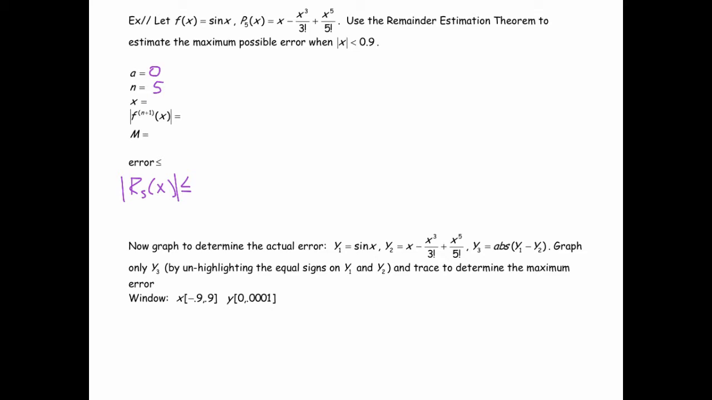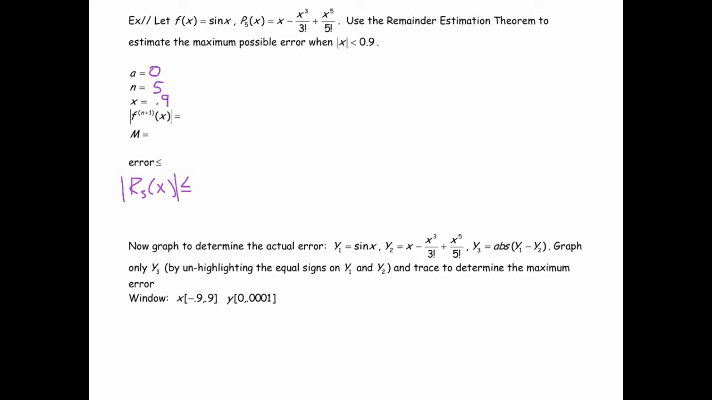x is the maximum. x is almost always going to be an endpoint on the interval, unless you're given x directly. So we're asking the question, what's the maximum error you could get when you're approximating sine of x on the interval negative 0.9 to 0.9? You'll always use an endpoint. However, if they said what is the maximum error when you're using this polynomial to approximate sine of 0.9 or 0.7, then you just use whatever x value is given.